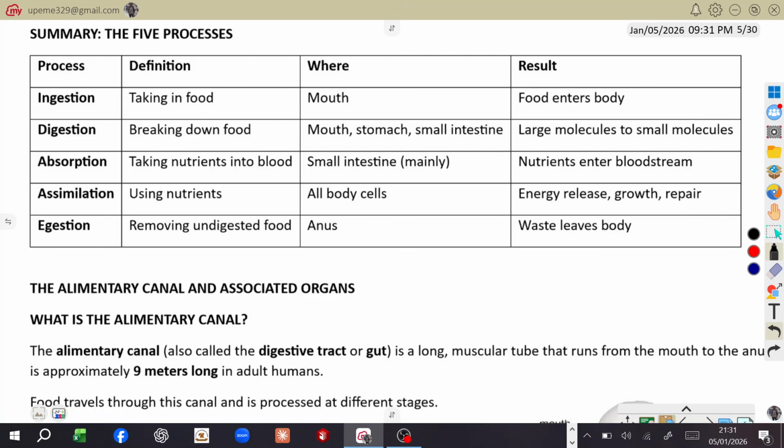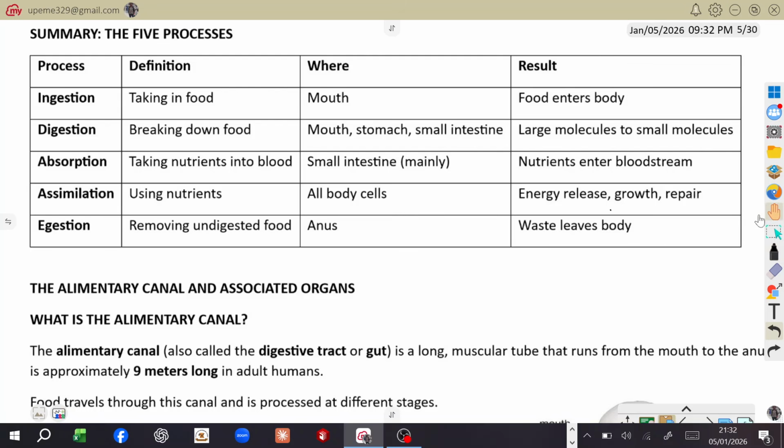Then next, absorption. Definition, taking nutrients into blood, where? Small intestine mainly. Result, nutrients enter the bloodstream. The next, assimilation. Definition, using nutrients, where? In body cells. Result, energy release, growth, repair. Then lastly, egestion. Definition, removing undigested food. Where? Anus. Result, waste leaves the body.